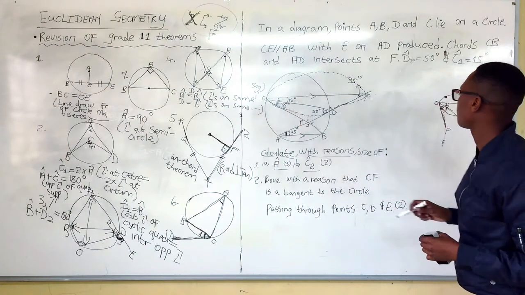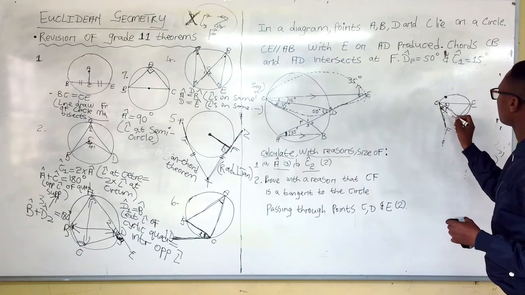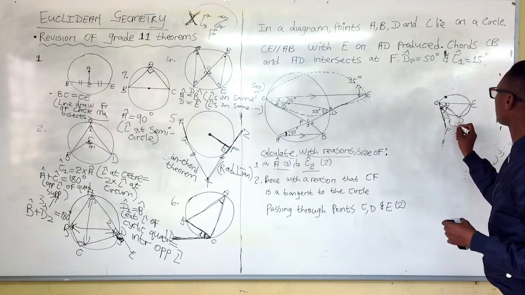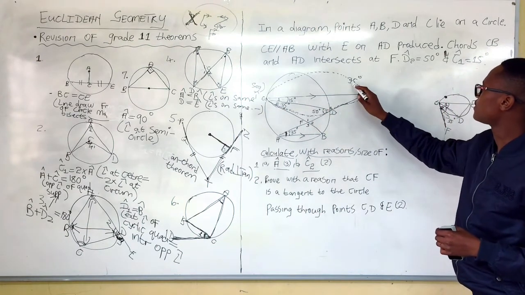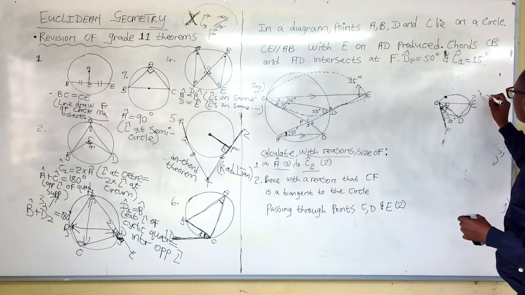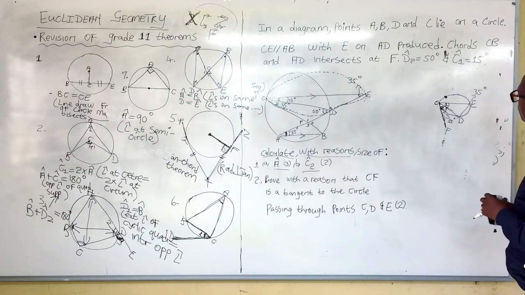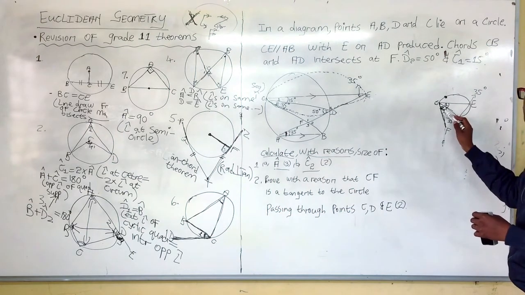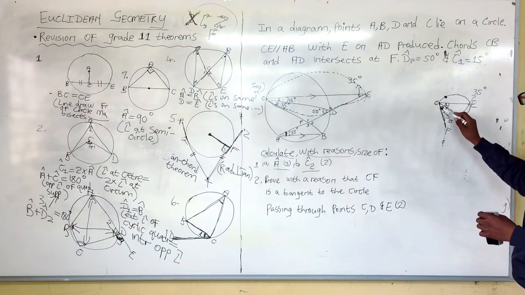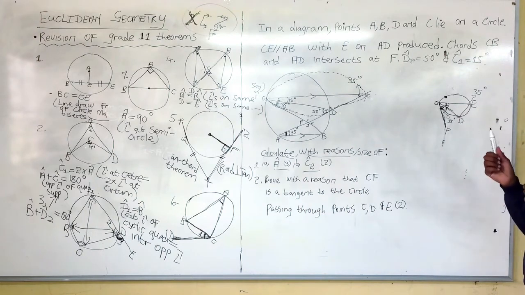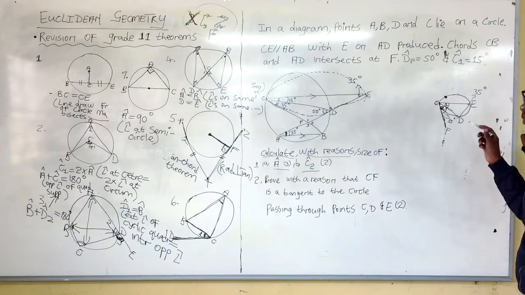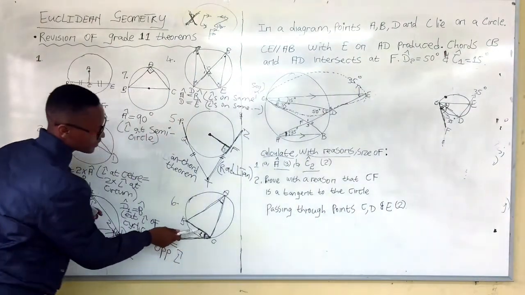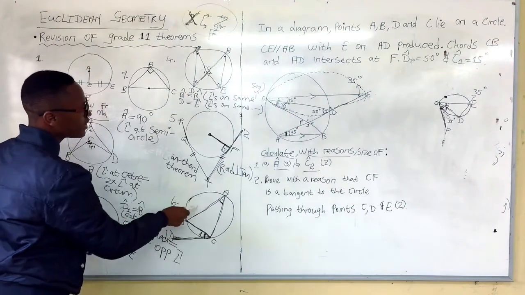So C2 and C1. We've gotten that C2 is 35 already, and we've also gotten that angle E is 35. So you have to prove that angle C2 is the same as angle E. If these two angles are equal in amount, therefore this automatically becomes a tangent. Why? Because of our theorem here, the chord theorem. We are proving the chord theorem there.